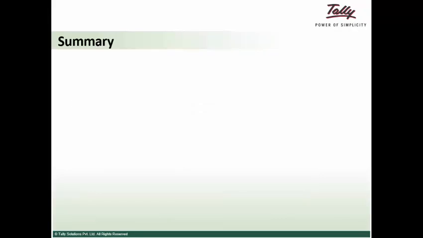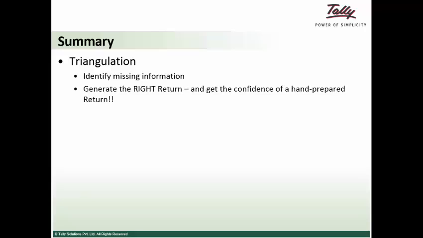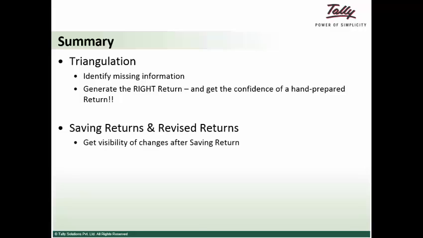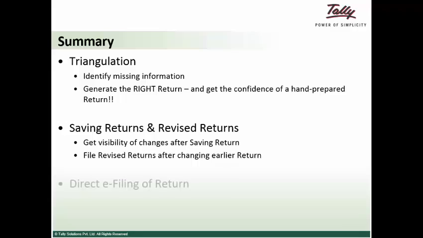Now let us go through the summary. Triangulation. The powerful triangulation report helps you identify which transactions have been considered for the return and which have not, because of missing information, thereby helping in generating the right return. Saving returns and revised returns. We saw how a user can save his return and get visibility of all changes that happen after saving. Also, he is able to revise a return and then file the revised return, all in a simple manner.